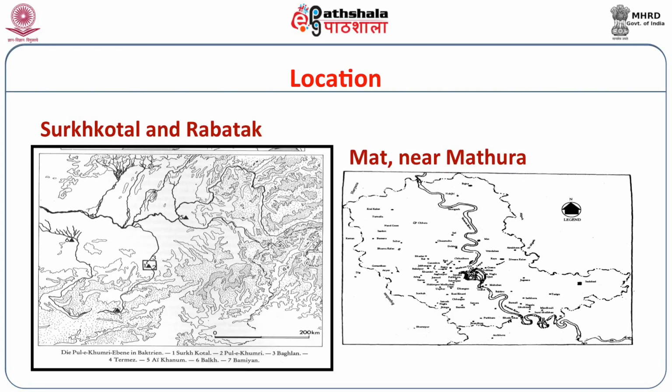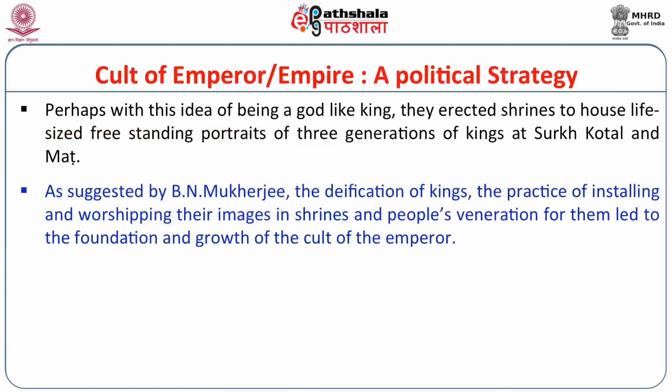The Rabatak inscription talks about the building of a sanctuary, where along with the gods and goddesses, the images of the kings would actually be worshipped. In this inscription only, Kanishka calls himself Bhago. And on the Indian side, in Mat, very near Mathura, we have another Devakula, a dynastic sanctuary built by the Kushanas. Through these sanctuaries, the cult of the empire and the emperor was being brought about.